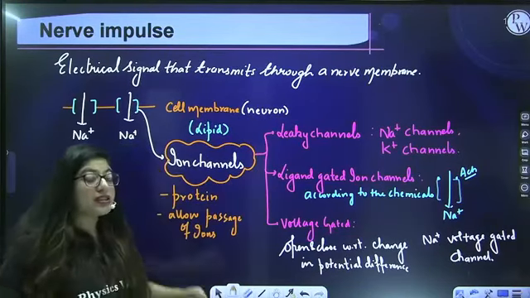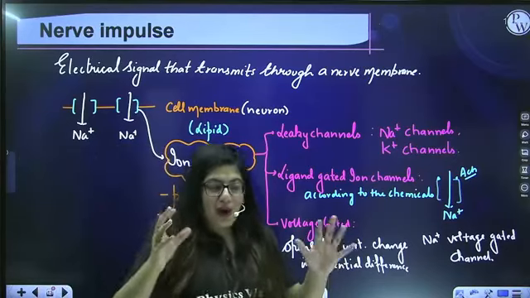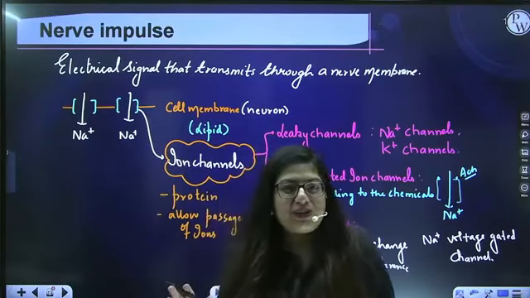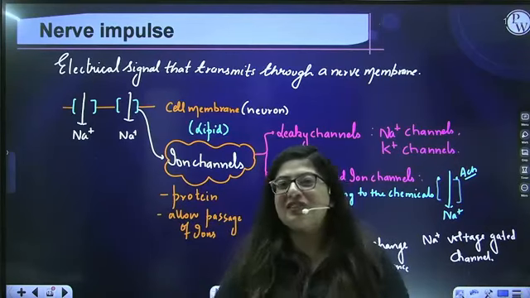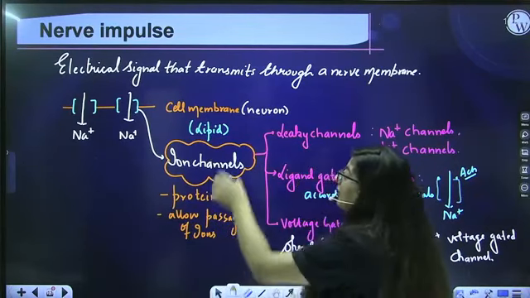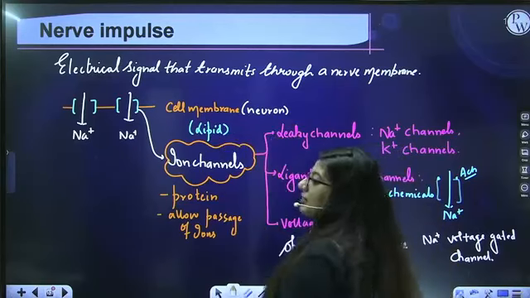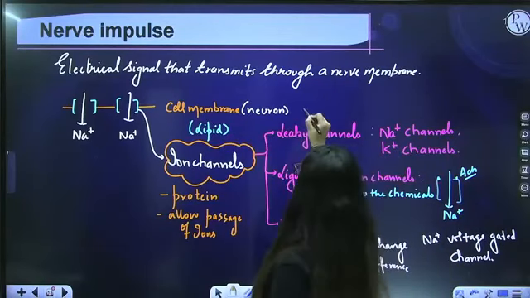Because after some time you'll get confused. Now you are hearing everything and you must be thinking, yes ma'am, okay, done, done. But always, always make good notes, guys. So here the cell membrane is of a neuron, and basically of the axon.